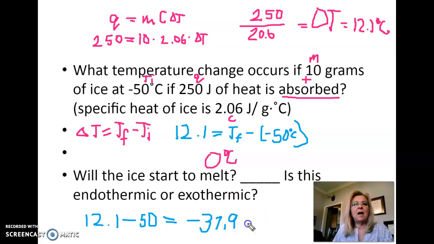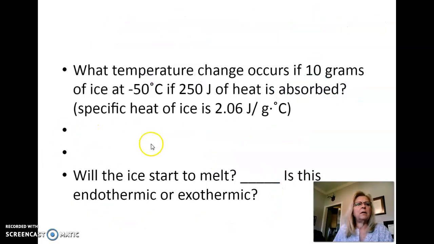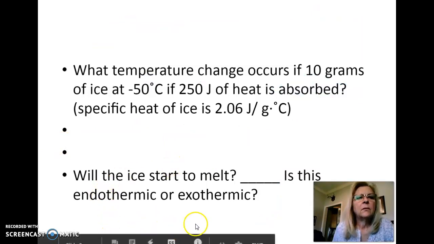So, will this ice melt? No, it's way too cold. Remember, it melts at 0 degrees Celsius. So this answer is no. This ice will not melt. And is this endothermic or exothermic? Remember, please, that we said that this was absorbed. So this is endothermic. Okay. So next we're going to move on to our final calculation. Oh, was that our last? Actually, that was our last one.